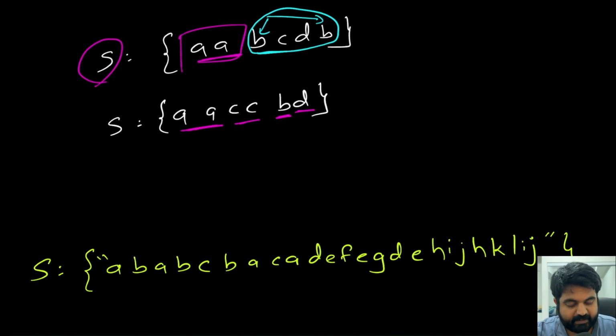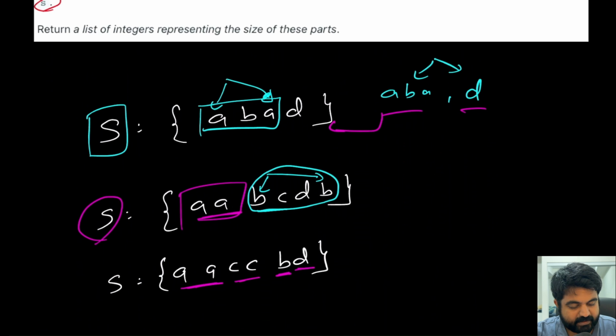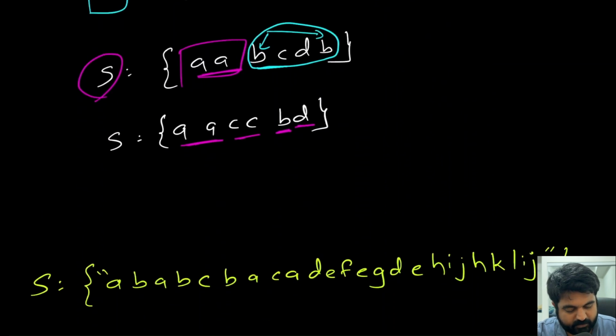So basically in the answer, we don't need to return something like this, the exact partitions, but we only need to return the size of those partitions. So for this example, we would return answers such as 2 and then 2 and then 1 and 1. So these are going to be the sizes.